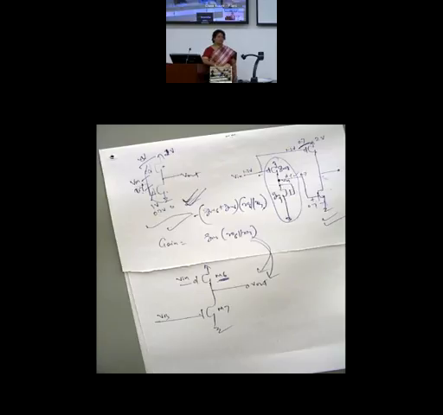And push-pull will also help you in achieving high slew rates. Push-pull output will help you get a high slew rate. That is also possible. You may get a very high slew rate here.